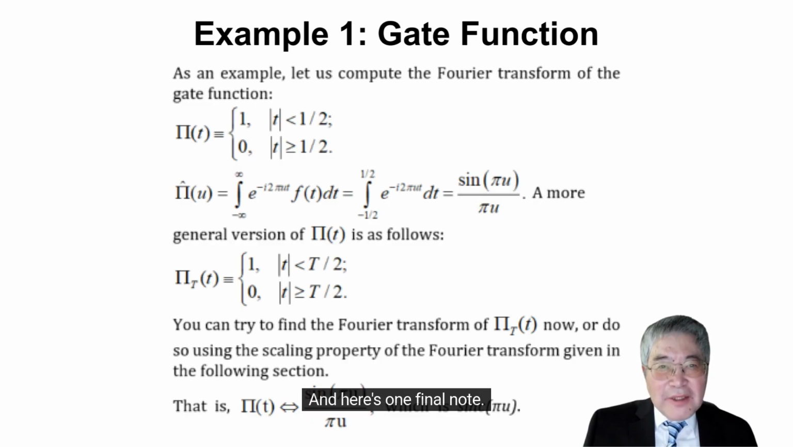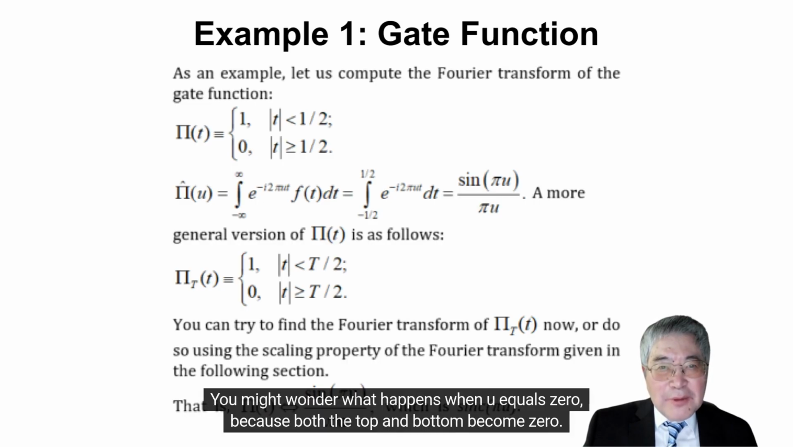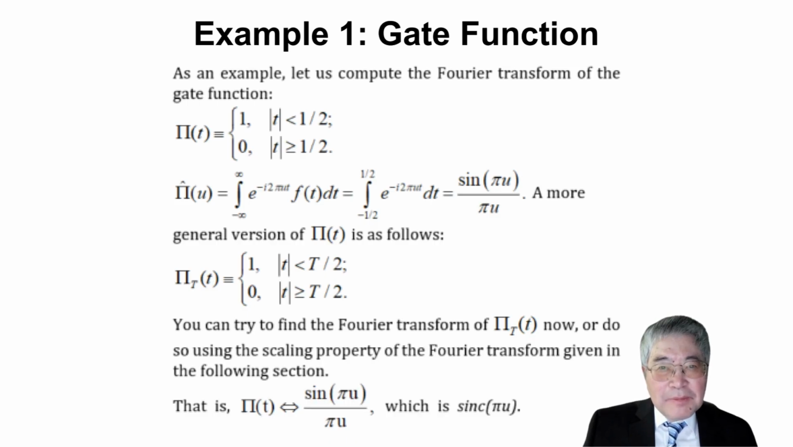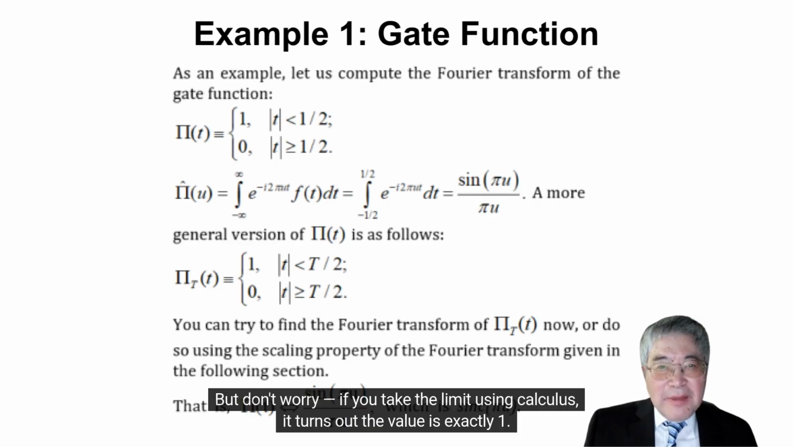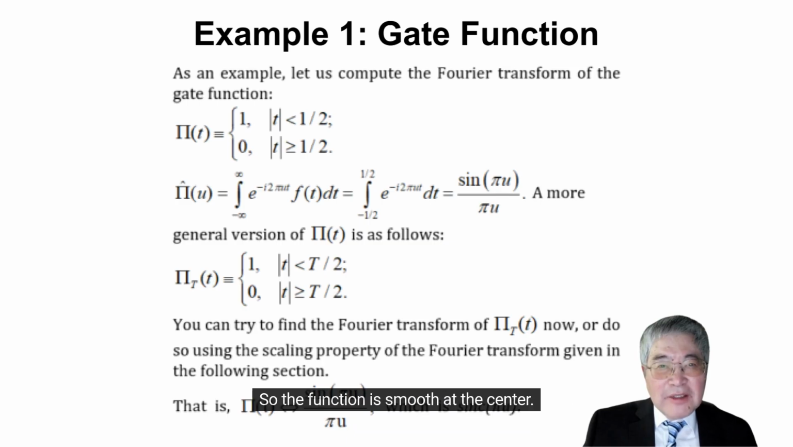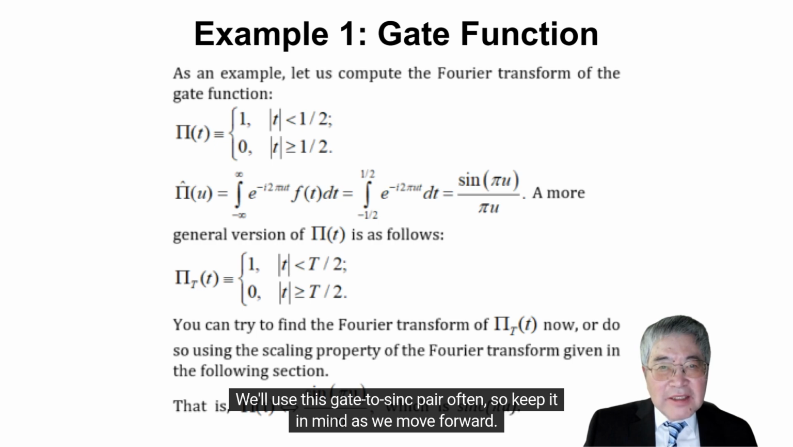And here's one final note. You might wonder what happens when u equals 0 because both the top and bottom become 0. But don't worry, if you take the limit using calculus, it turns out the value is exactly 1. So the function is smooth at the center. We'll use this gate to sinc pair often, so keep it in mind as we move forward.